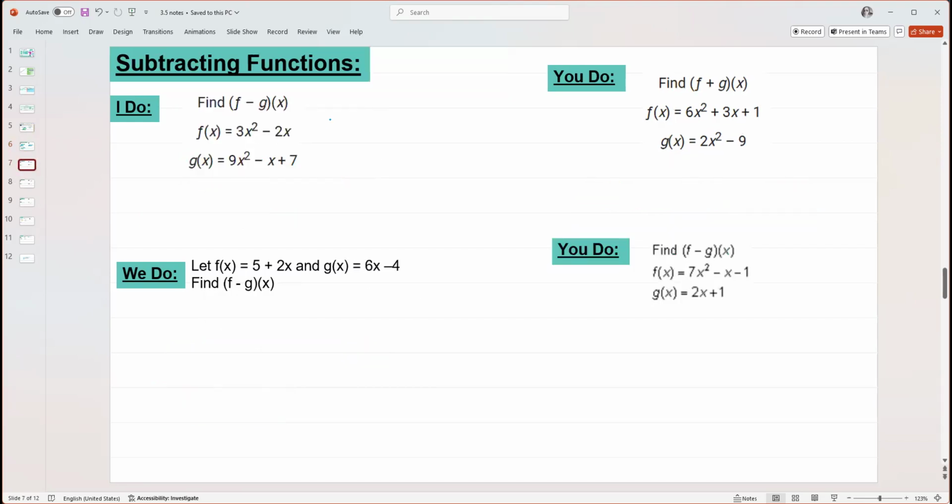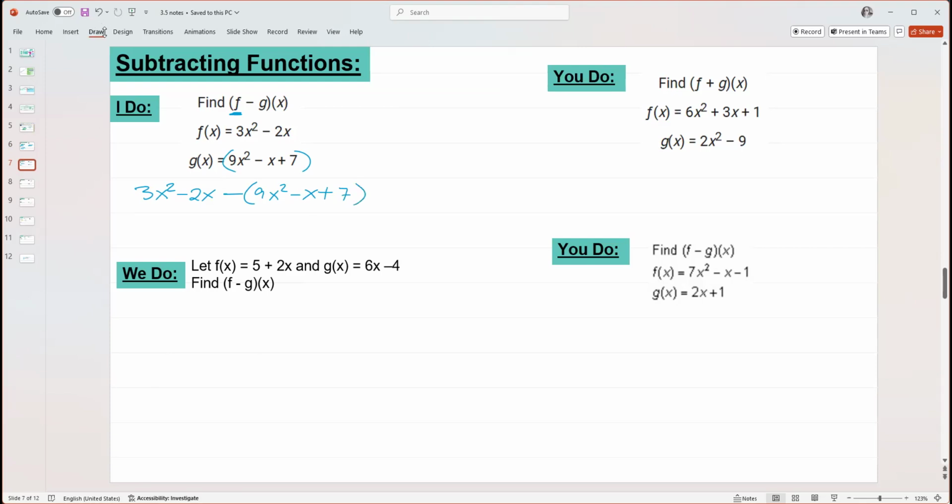All right, so subtracting. This is where you want to use those parentheses. And the order matters. They want the f function to go first. So you're doing 3x squared minus 2x, and then we're gonna go minus parentheses. Always use parentheses when you're subtracting because you're subtracting all of that. So minus 9x squared minus x plus 7.